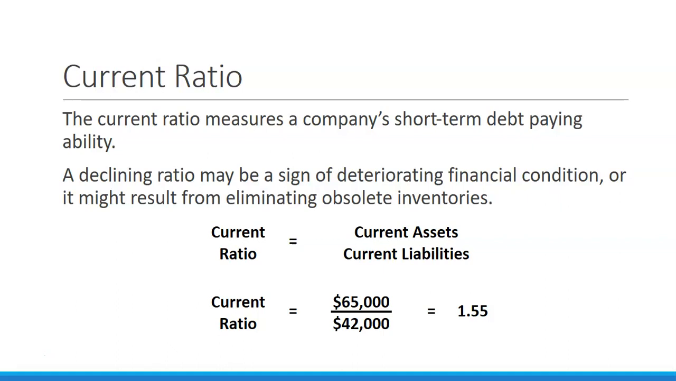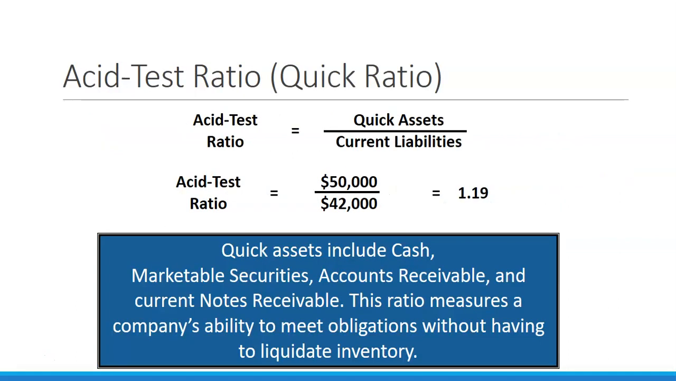The current ratio is calculated by taking current assets divided by current liabilities. We, of course, want that number to be higher than 1 because we want our current assets to be higher than current liabilities. The next ratio is called the asset test ratio or the quick ratio.